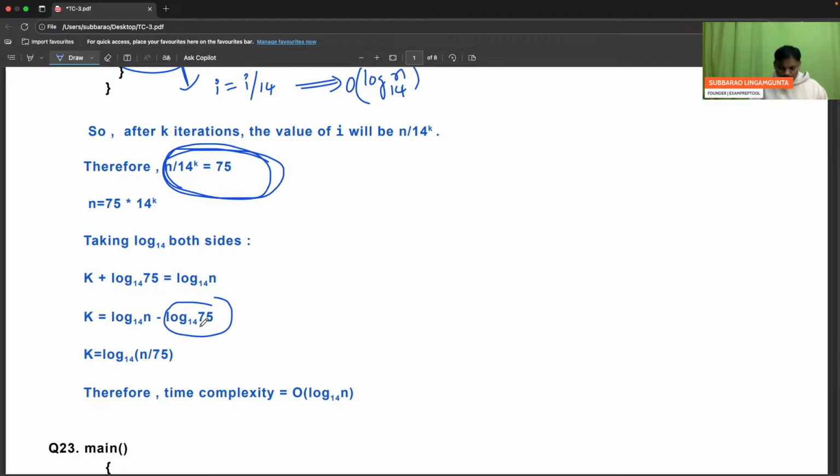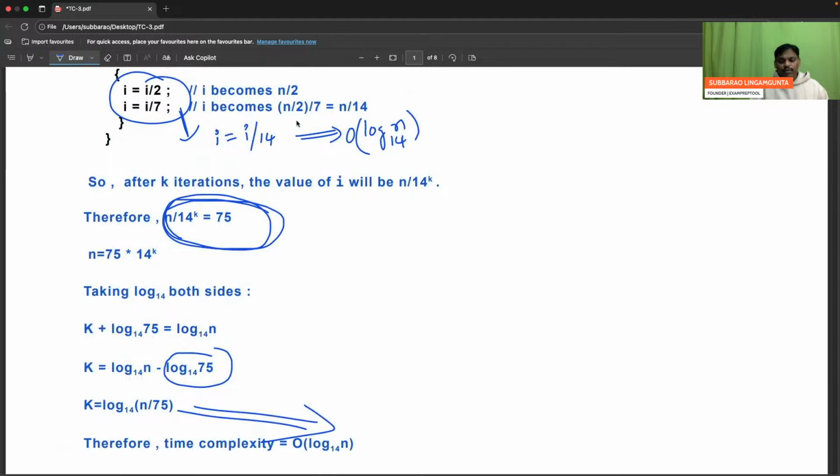If you observe clearly, it is a log a by b formula kind of thing. It became log (n/75) base 14. Indirectly, it is going to be log n base 14 only. Simple. No need to do this much work. I gave the proof for your convenience. Every time you are dividing by 14, so the answer is log n base 14.